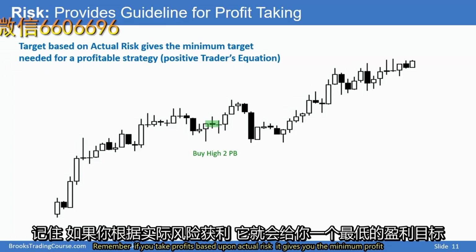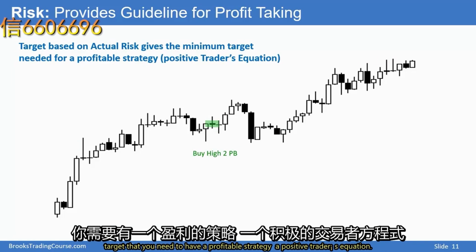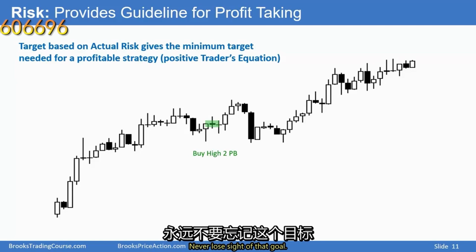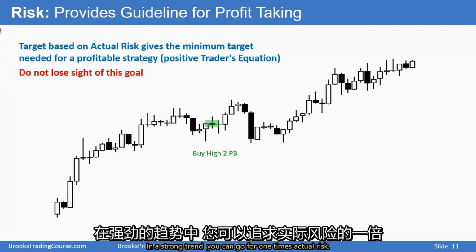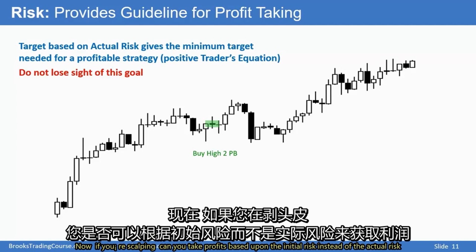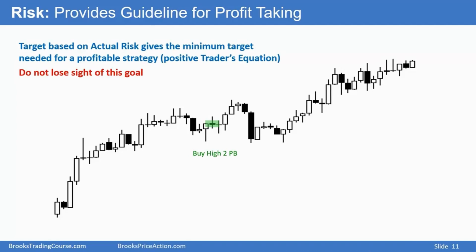Remember, if you take profits based upon actual risk, it gives you the minimum profit target that you need to have a profitable strategy, a positive trader's equation. Never lose sight of that goal. You always need a reward equal to at least 2 times actual risk. In a strong trend, you can go for 1 times actual risk.